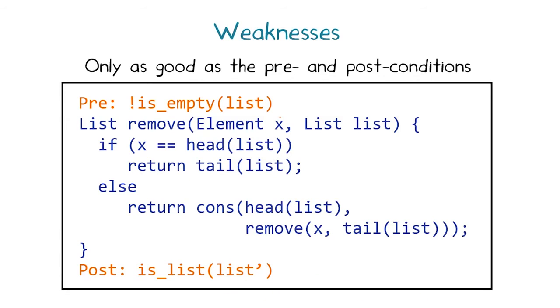Likewise, checking that the output of the remove method is still a list is weaker than the earlier post condition, which stated that the output is a list that no longer contains X. Since this post condition does not check that the list no longer contains X, it will silently succeed if the remove method has a bug that fails to remove X from the list while still preserving the list structure.